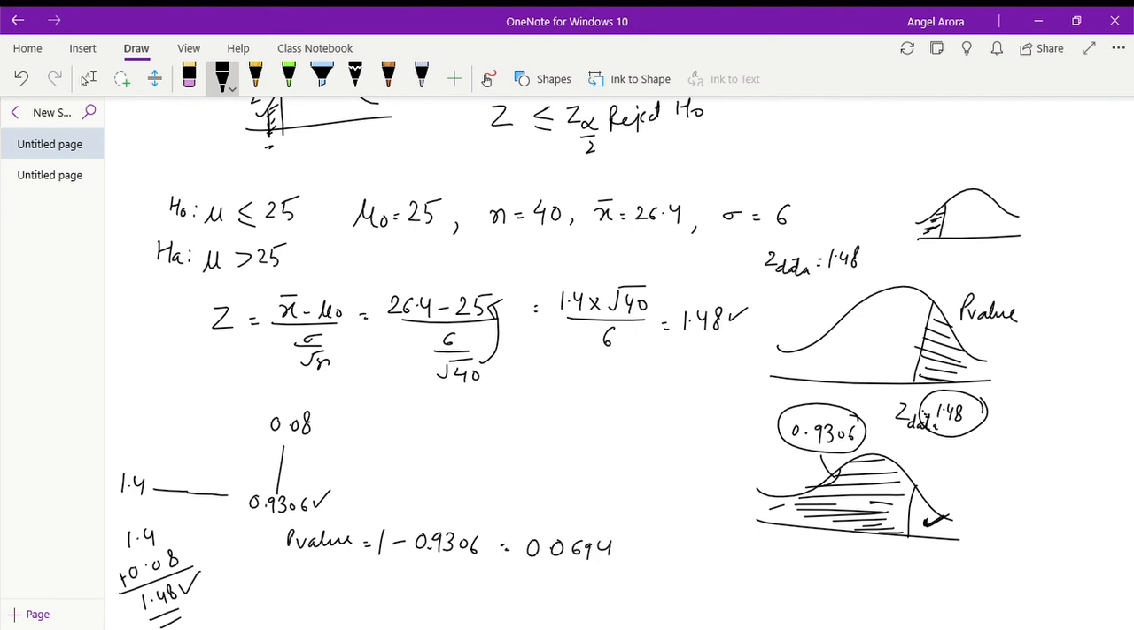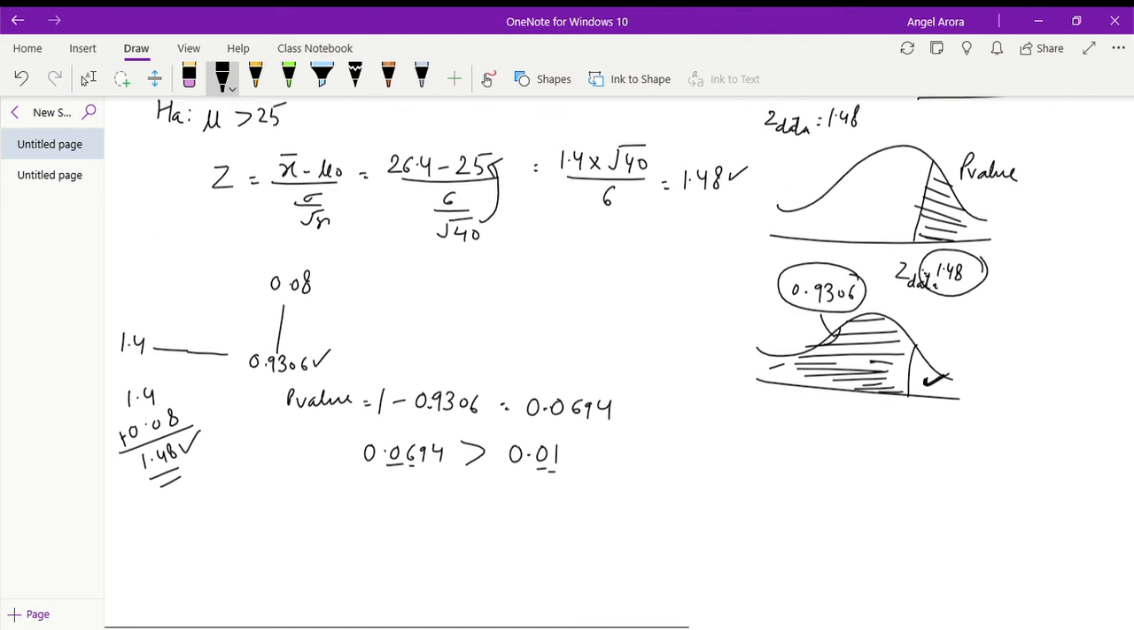0.0694. Now comparing this value with alpha, the p value is 0.0694. The alpha value that has been given in this example is 0.01. Now comparing these two values, obviously 0.0694 is greater. So the p value is greater than the alpha value. That means do not reject the null hypothesis.